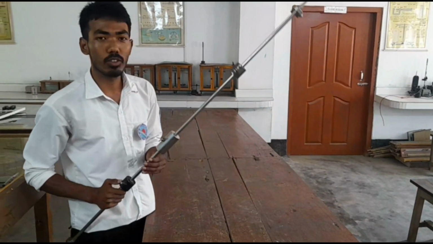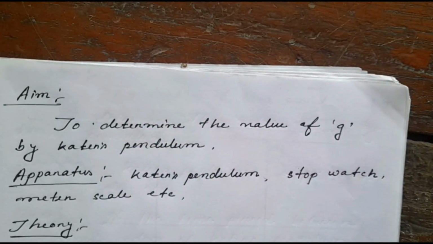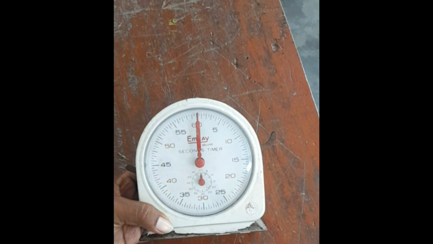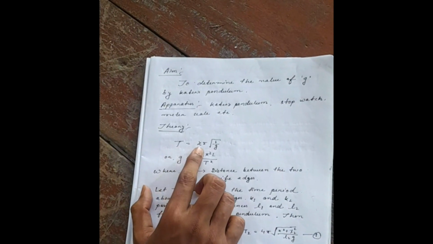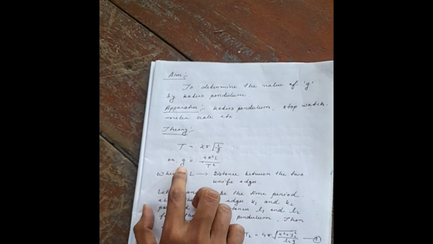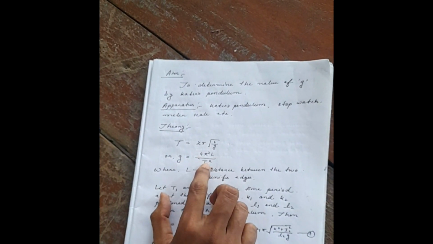This is Kater's pendulum. Now we need a stopwatch. This is the stopwatch and this is the stand. The time period of oscillation is given by the formula T equals 2 pi root over L by g. That implies g equals 4 pi squared L by T squared.